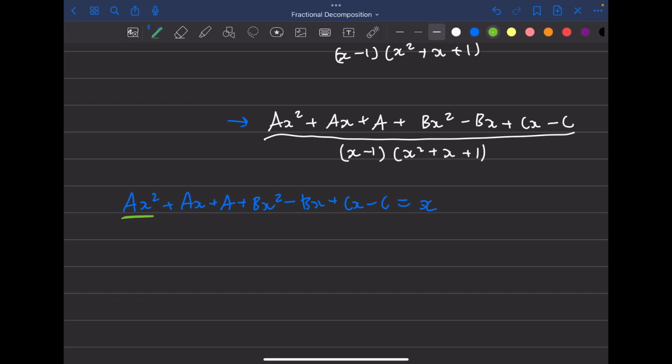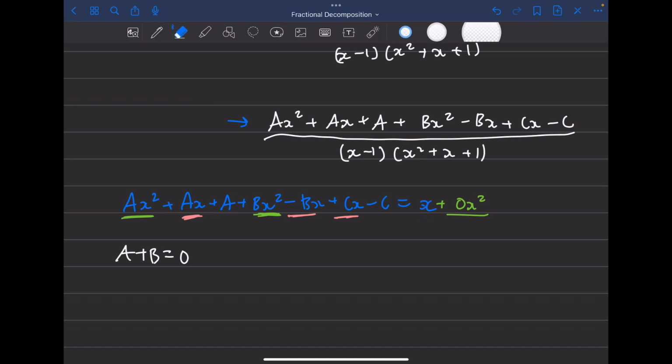We know that ax squared and bx squared must give us 0x squared, because you don't even have that in the answer. So all these should combine to 0. So we know that a plus b is equal to 0. Now for the x's, we have ax, negative bx, and cx. All these should combine to give us x. So we know that a minus b plus c is equal to 1, because we have 1x here. So recap, a minus b plus c equals 1.